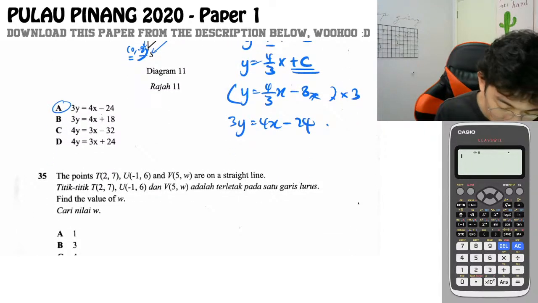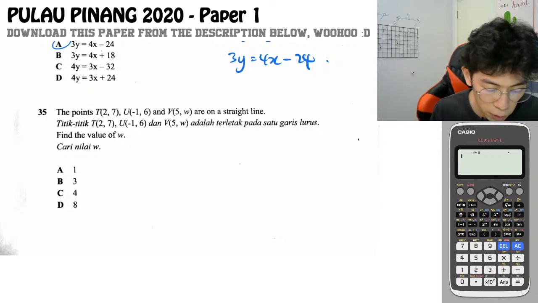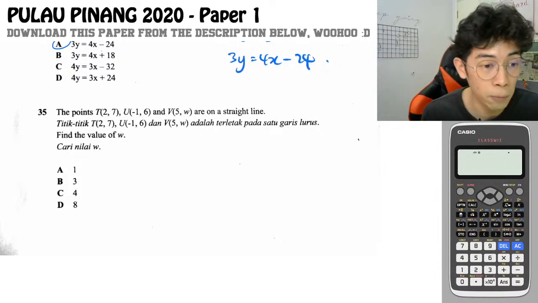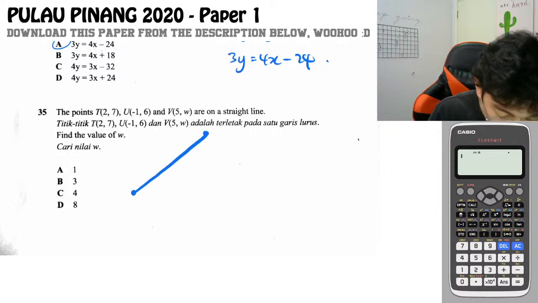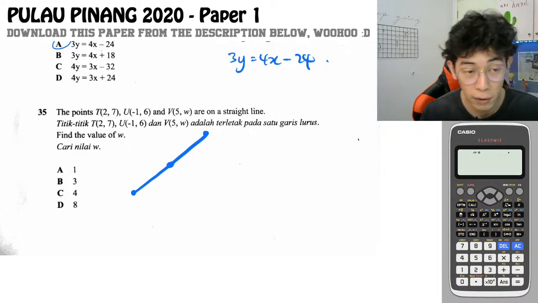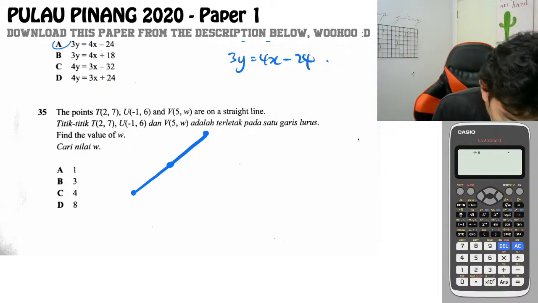Okay, next, 35. The points are on a straight line. On the same straight line means same gradient, really, guys. So I'm going to make one straight line. I don't care whether it is like this way or that. It's just a draft. As long as it's on the same straight line, you know it will be the same gradient. T, U, V.